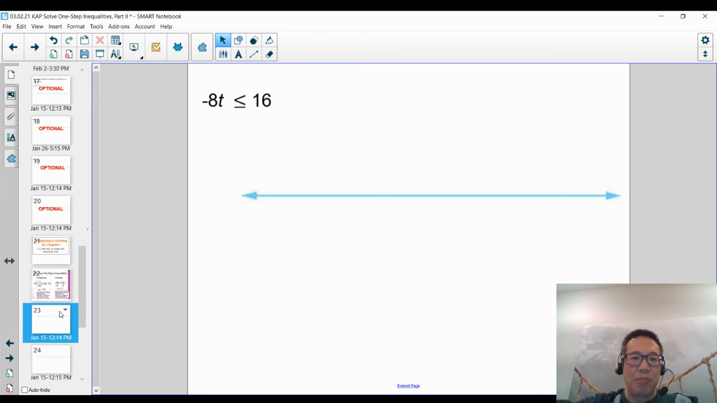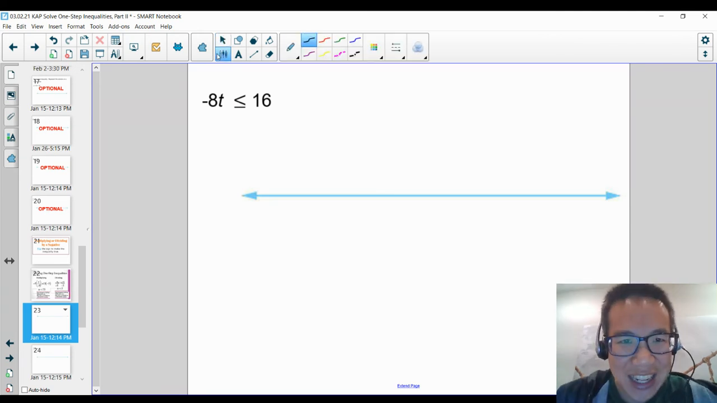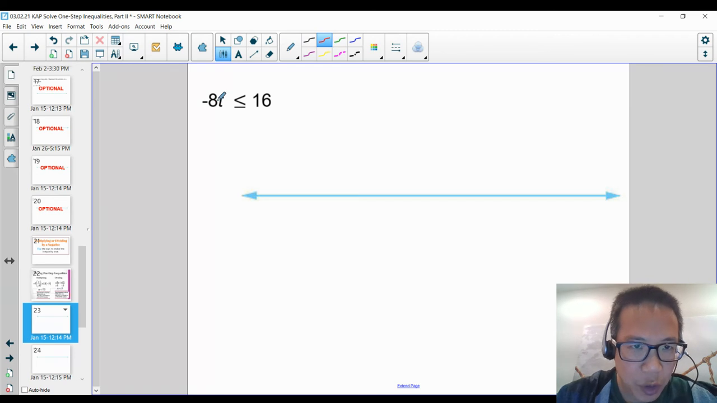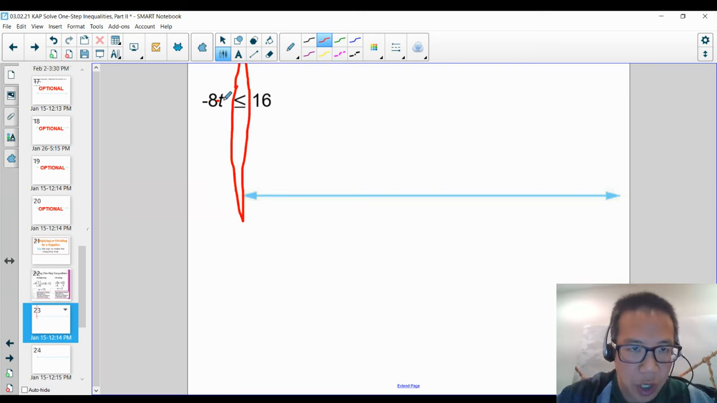So let's try two examples to make sure we understand this. Let me use my red pen. First of all, I like circling the inequality sign, so it tells me where it is. To undo a multiplying, I must divide both sides by what number? Negative 8, because I'm solving for the variable. So here's t. How do I undo multiplying by negative 8? Divide by negative 8. This cancels. So it's t, and 16 divided by negative 8 is negative 2.